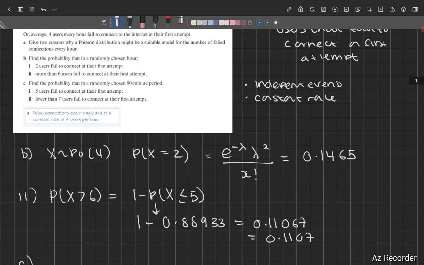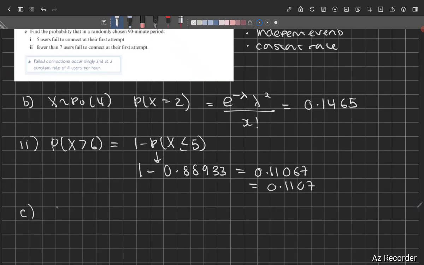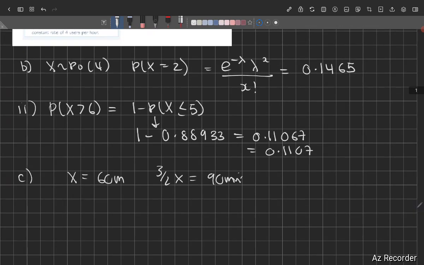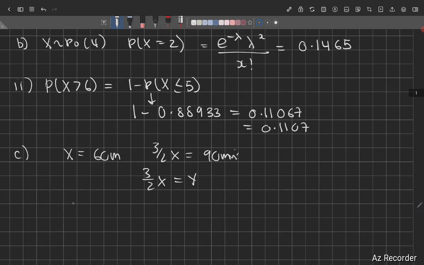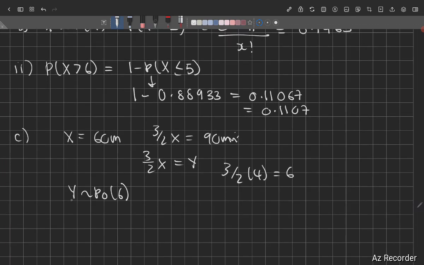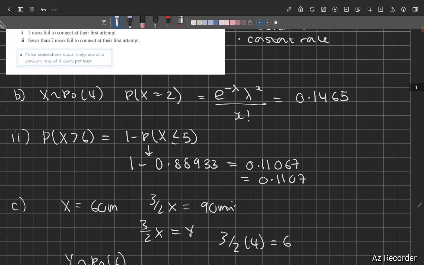Okay, so for C, find the probability that in a random 90-minute period. So we realise that for the first part of the question we're talking about an hour, now we're talking about a 90-minute period. And so instead of using X for 60 minutes, we have 3/2 X for 90 minutes. We can also call 3/2 X equal to Y. So we can create a new distribution where Y ~ Po(6), because 3/2 times 4 is equal to 6. And so for a 90-minute period, on average, we'll have 6 failures.